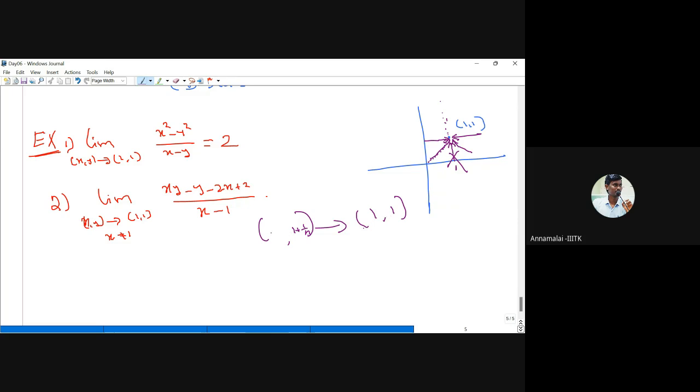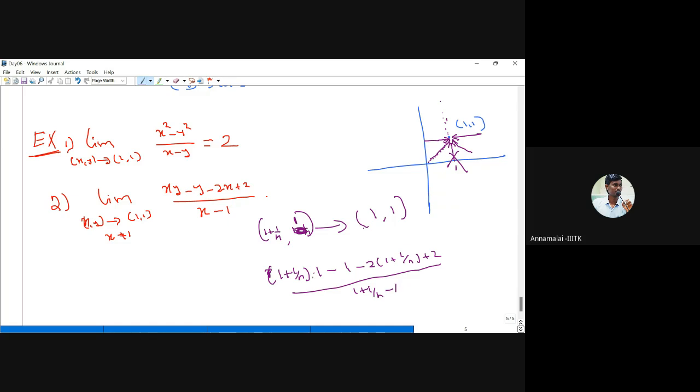Or you can take the second coordinate as a constant sequence 1, 1, 1, which converges to 1, and here maybe you can take 1 plus 1 by n. This 1 plus 1 by n is not equal to 1, right? So now we can take this sequence and substitute here. What will you get? The x value is 1 plus 1 by n, and y is 1. So we get the square of 1 plus 1 by n, minus 1, minus 2 times 1 plus 1 by n, plus 2, whole divided by 1 plus 1 by n minus 1.